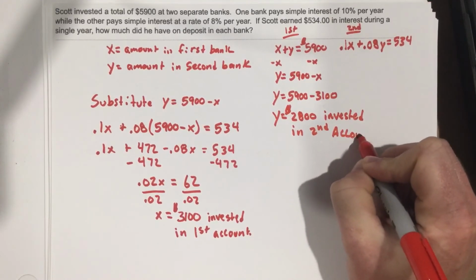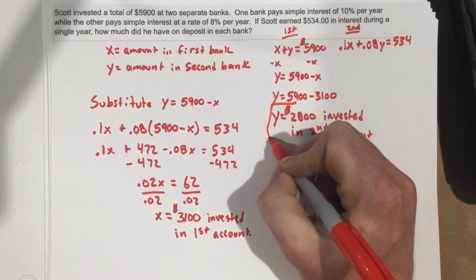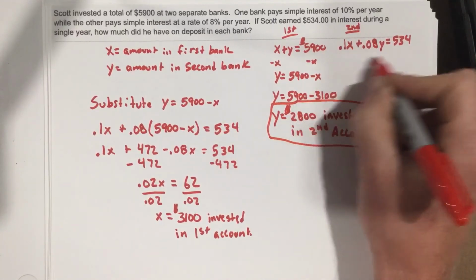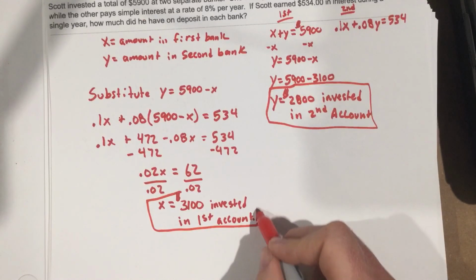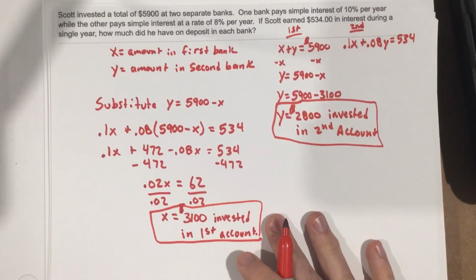And we're finished. So the hard part was writing really the second equation. After that, then it's just using one of your 4 methods to solve the problem.